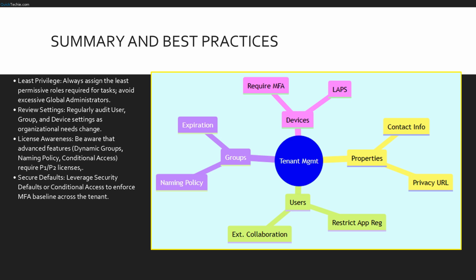This mind map summarizes our training. The central node is tenant management. Branching out are the 4 pillars we covered: properties, where we manage contact info and privacy; users, focusing on restricting app registration and external collaboration; groups, highlighting naming policies and expiration; and devices, emphasizing the need for MFA requirements and LAPS integration. This provides a quick visual reference for the entire module.